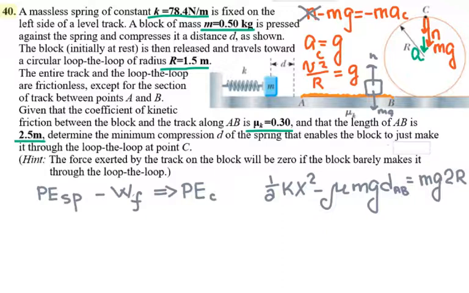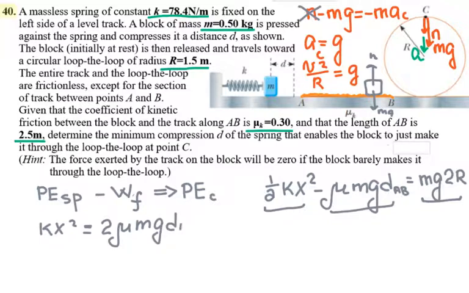They asked me to solve for x, so now I'm going to multiply every single term, there's 1 term, 2 terms, 3 terms, by 2. So I have k x squared, and let me move mu to the other side and multiply it by 2. So I will have 2 mu mg times distance AB, plus mg, and I have to multiply it by 2, but there's already a 2, so I'm just going to make it 4, plus 4 mgR.